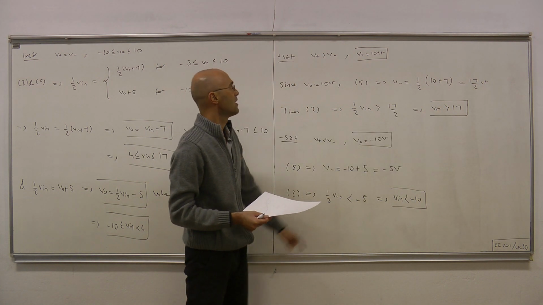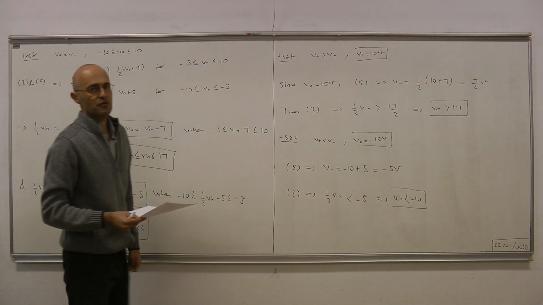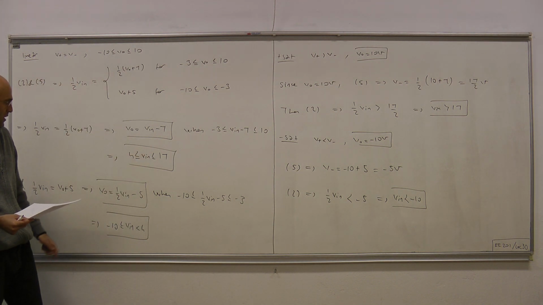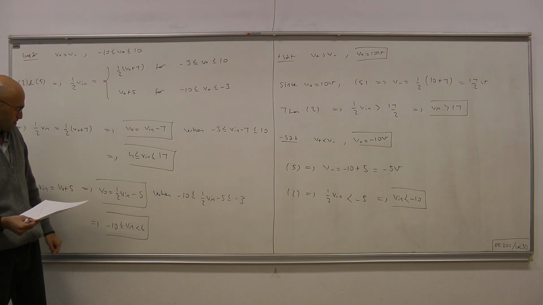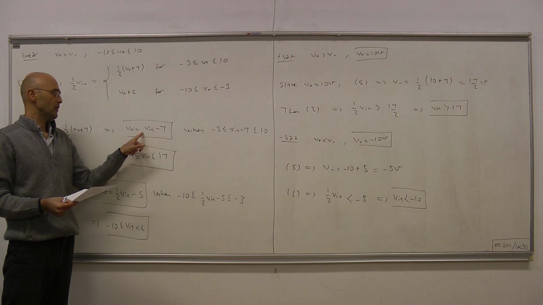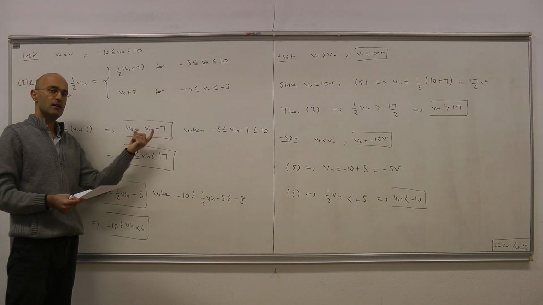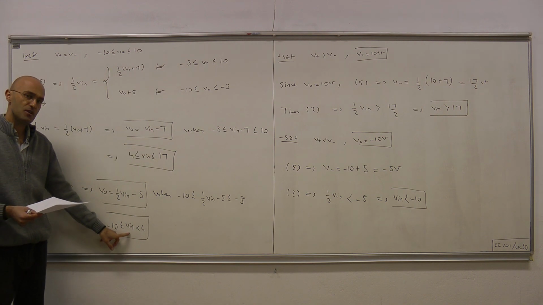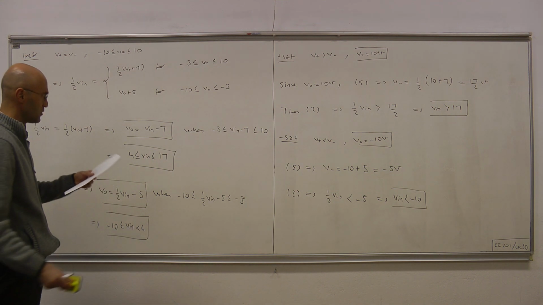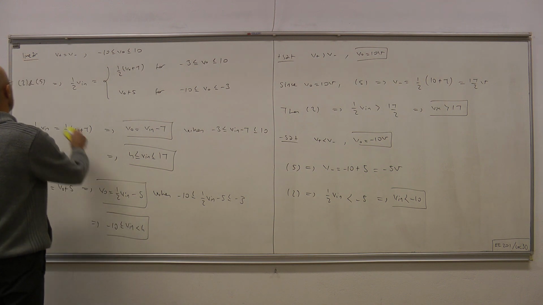When V in is greater than 17, op-amp is in positive saturation region. And in linear region, we have two sub-regions. When V in is in this range, V out is related to V in through this expression, and when V in is in this range, the relation is here. Okay. Now let's put everything into a single graph.